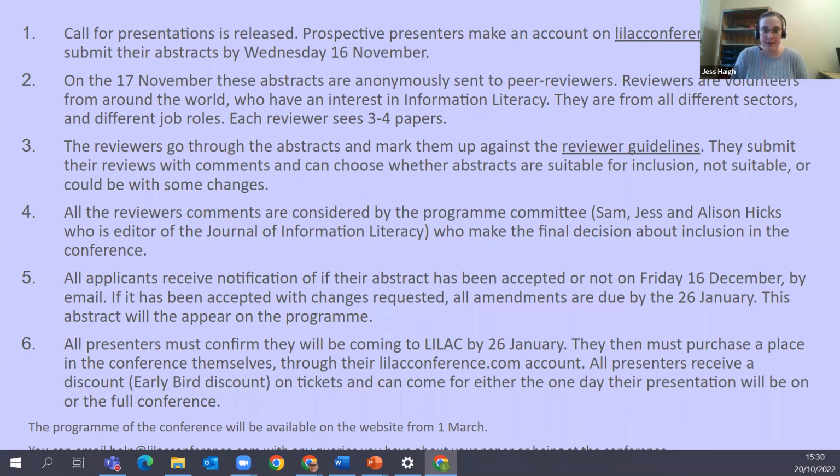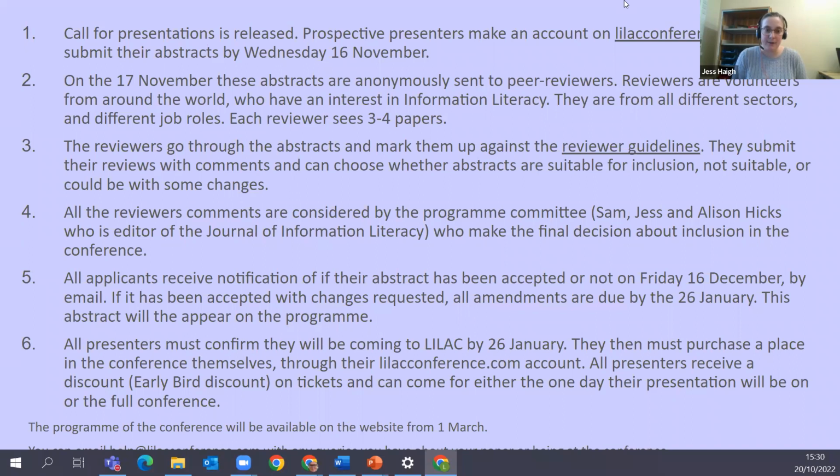All the reviewers' comments are considered by the programme committee. That is made up of myself, Jess, Sam, and Alison Hicks. And Alison Hicks is the editor of the Journal of Information Literacy, which is the journal that feeds from LILAC's overarching special interest group, the Information Literacy Group. And it is the programme committee that make the final decision about inclusion in the conference. So we take all of the reviewers' comments into consideration when we are putting together the conference programme.